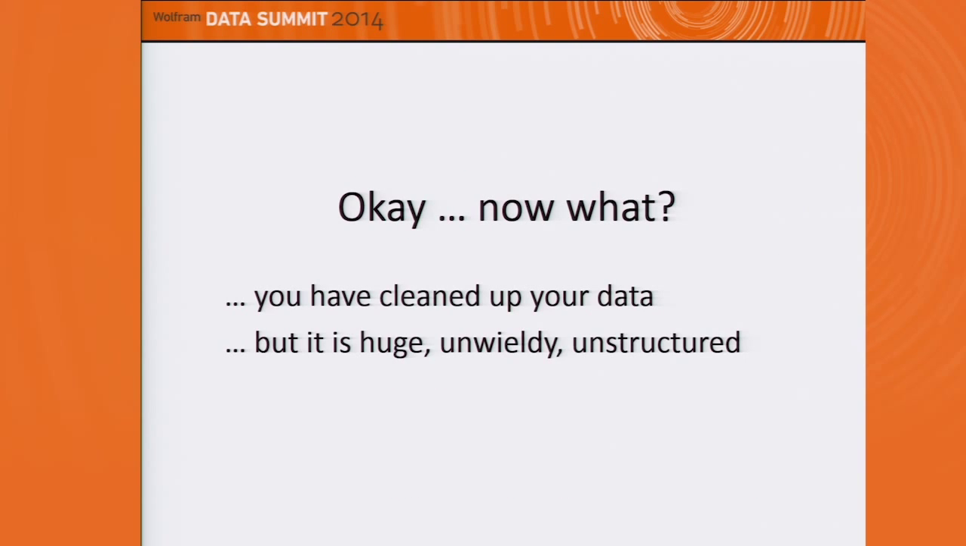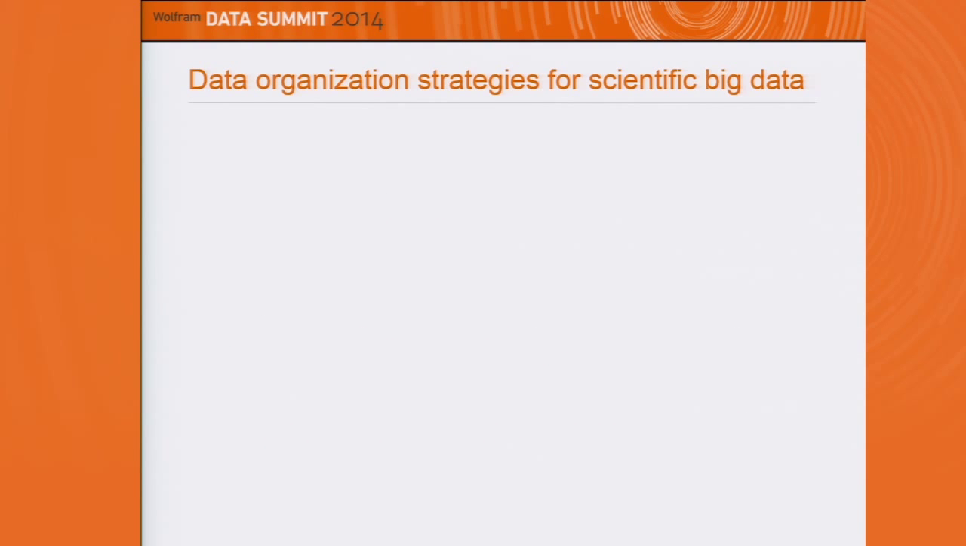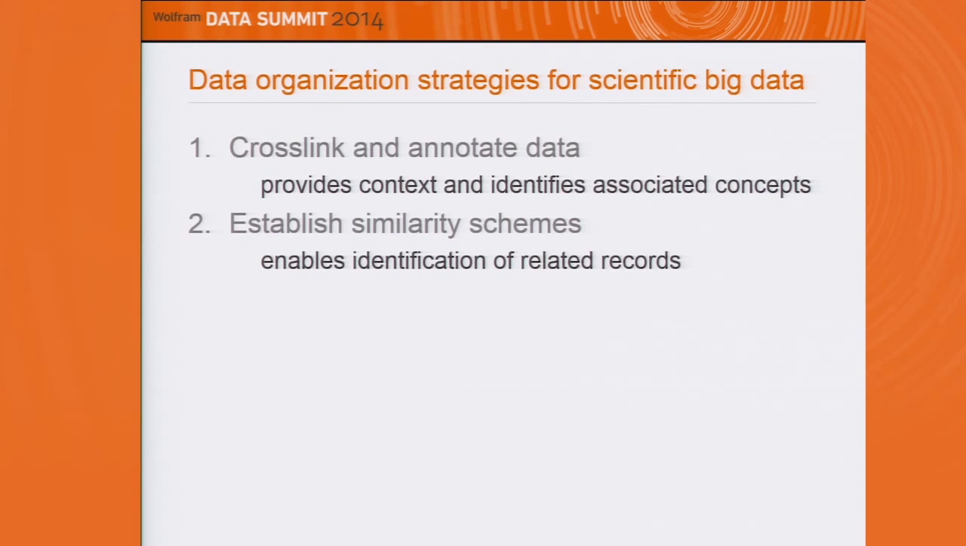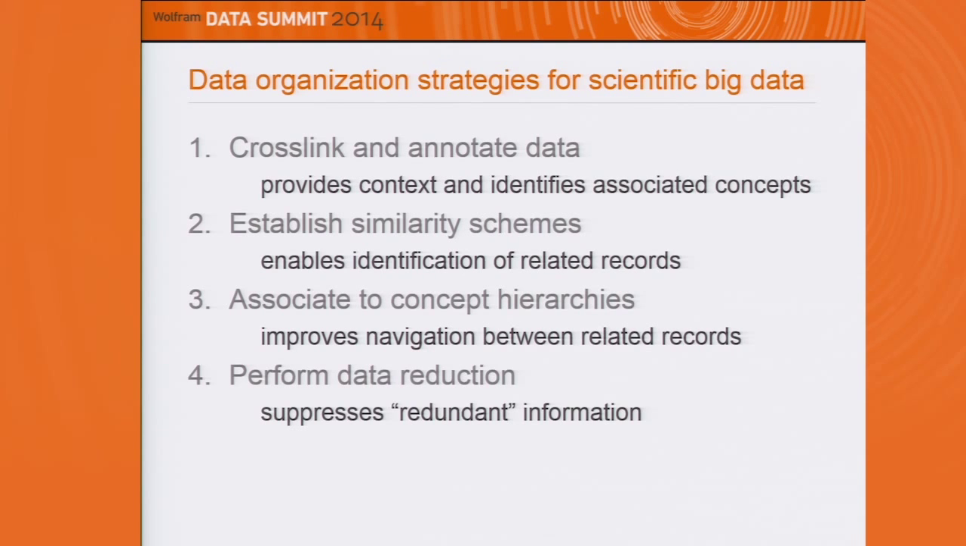All right, now what? You clean up your data, but it's huge, unwieldy, unstructured. How can it be made more useful? Well, one way is to cross-link and annotate your data, provide a better context and identify associated concepts. Establish similarity schemes so you can find near neighbors and related records. Associate things to concept hierarchies wherever and however you can to help you navigate between records.